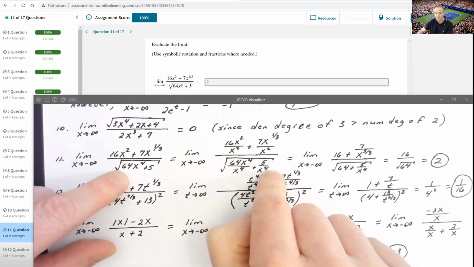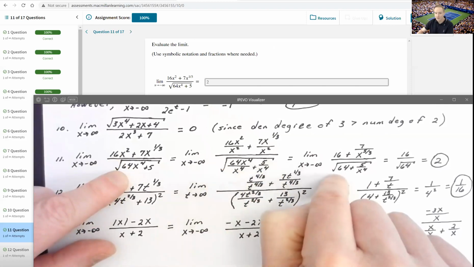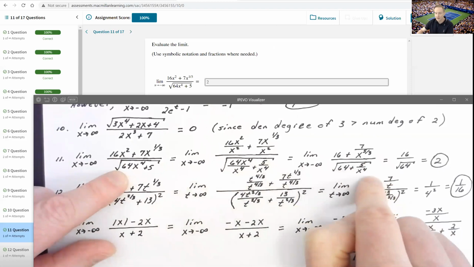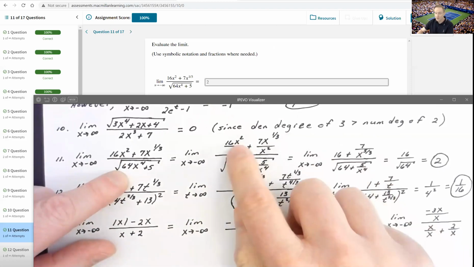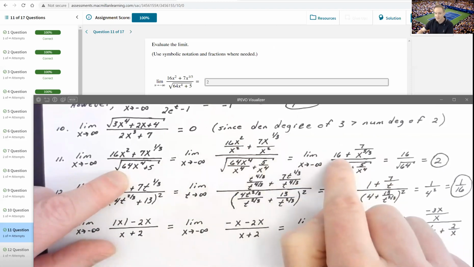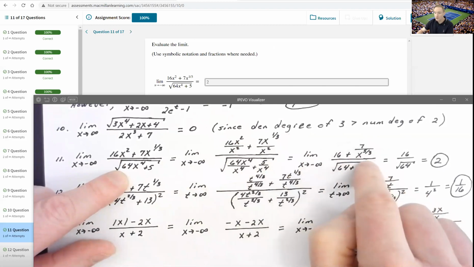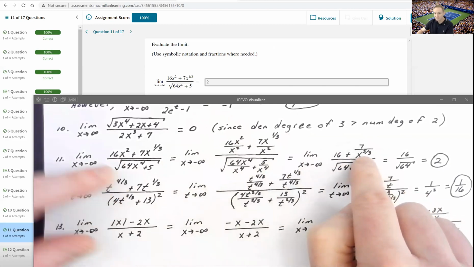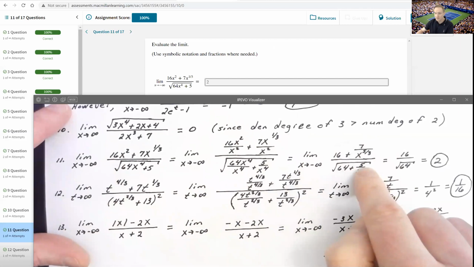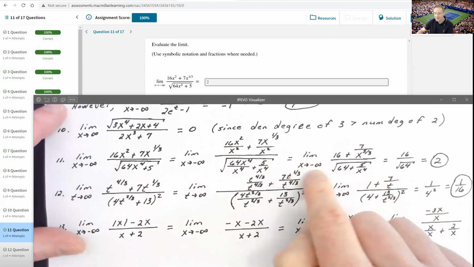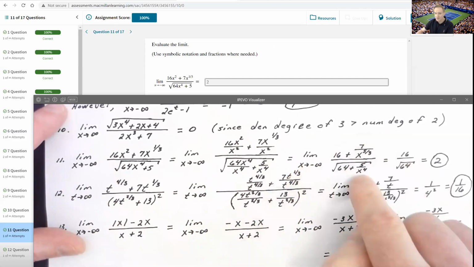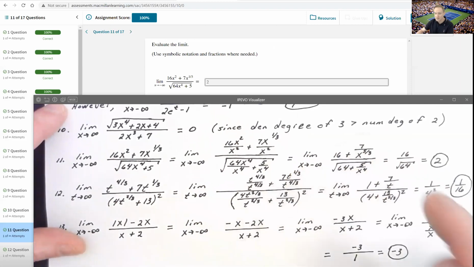Now, when I simplify, I'll have the square root of 64 plus 5 over x to the fourth. My numerator is going to simplify to just be 16 plus 7 over x to the 5/3. Now, this term and this term become irrelevant. As x goes to negative infinity, that term goes to 0, that term goes to 0. So then you're just left with 16 over the root of 64, which we know the root of 64 is 8. 16 over 8, 2.